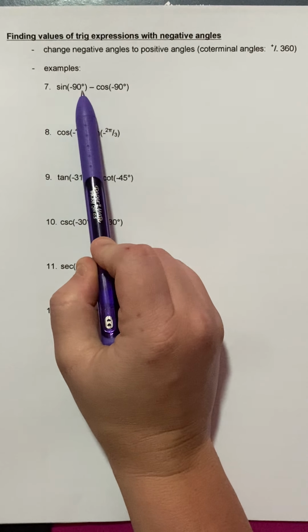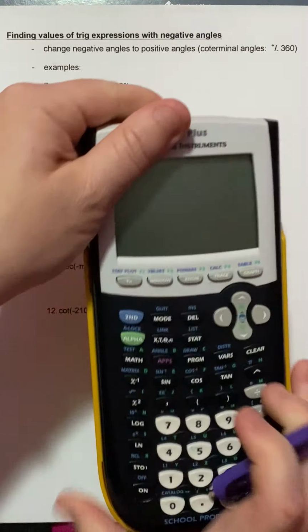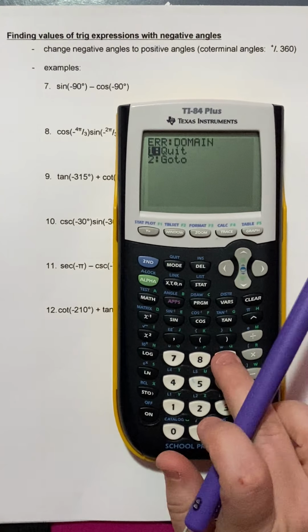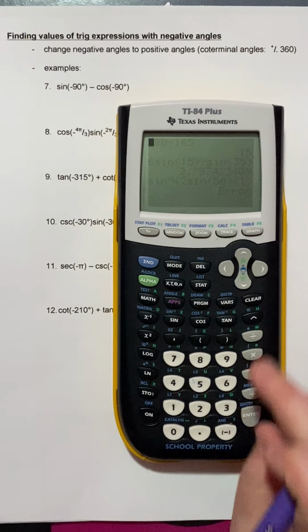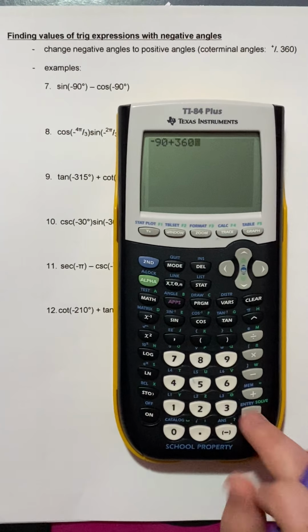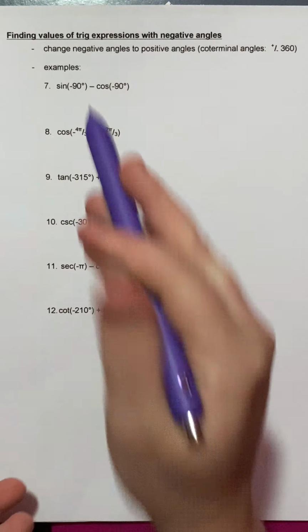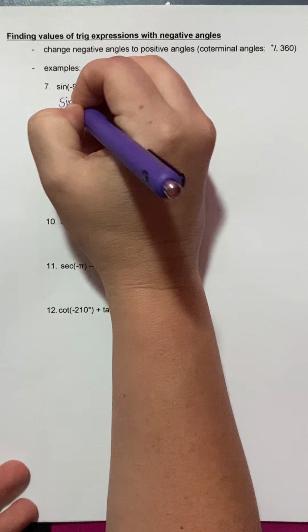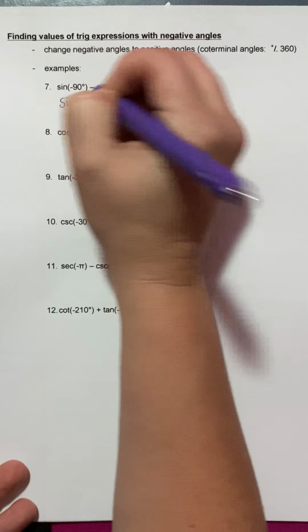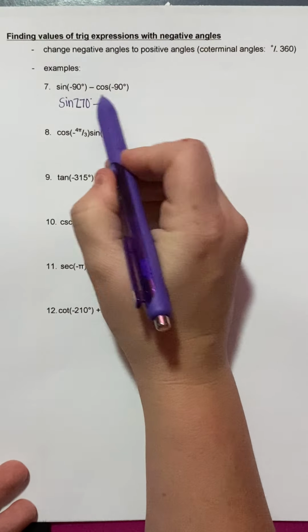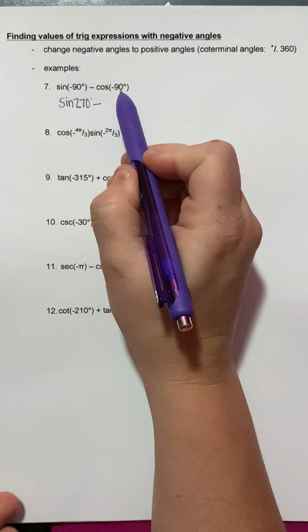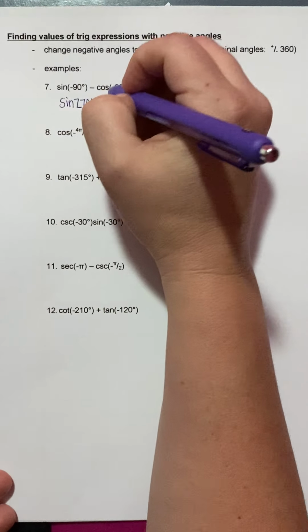All right, so let's look at this first one first. We've got the sine of negative 90. Well, this is a negative angle. So first thing I'm going to do is take negative 90 and add 360. That's the same thing as 270. So this right here is the same thing as the sine of 270 degrees. All right, minus the cosine of negative 90. If I take negative 90 and add 360 again, I'm going to get the same thing out, 270.